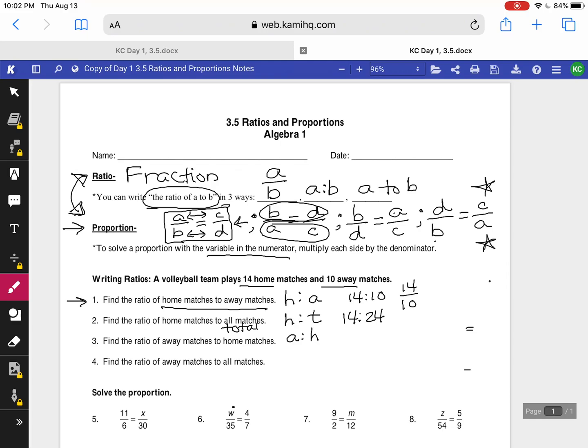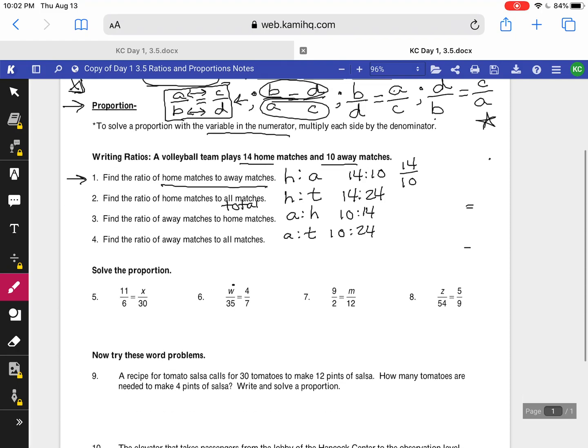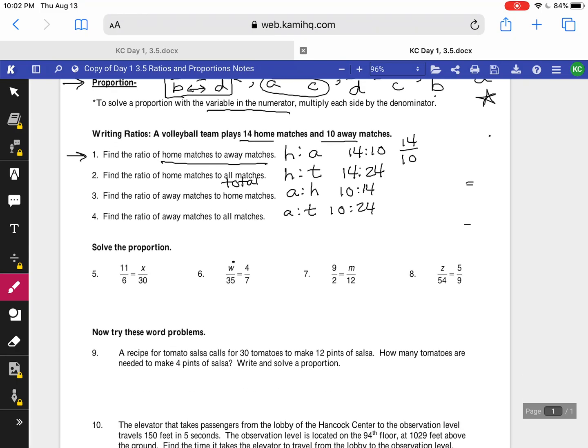So again, very similar to number 1, we're simply looking at the way that the words are described, and I'm following along with my 10 to 14 because I have 10 away to 14 home. Number 4, find the ratio of away matches to the total number of matches. And again, I can do my 10 away matches to 24 total. Okay, so as you're writing your ratio, order and structure become very, very important. Okay, let's move on.